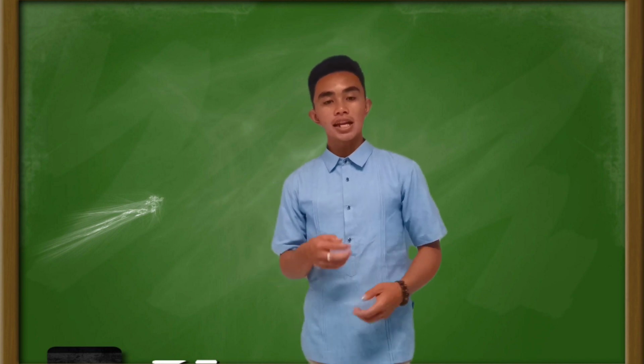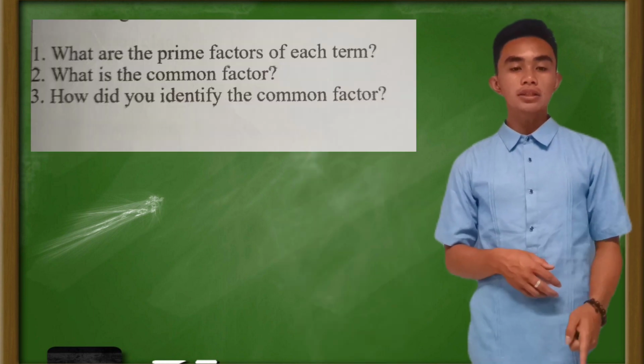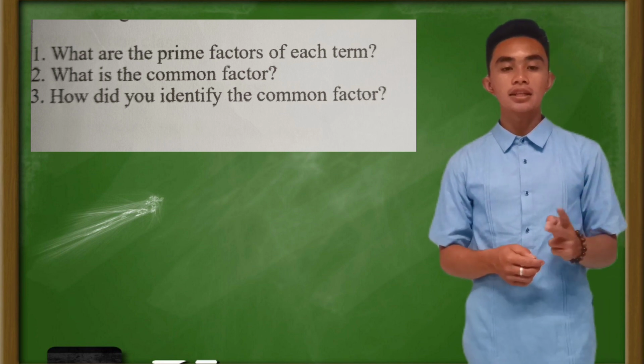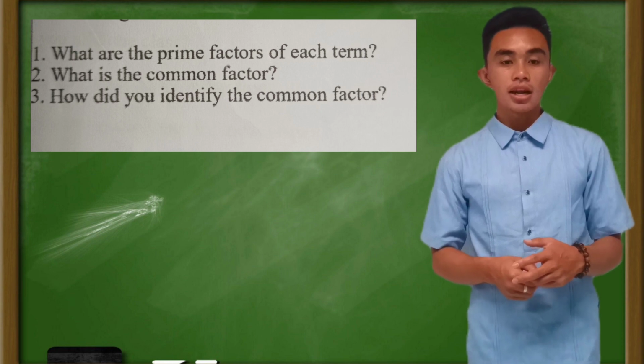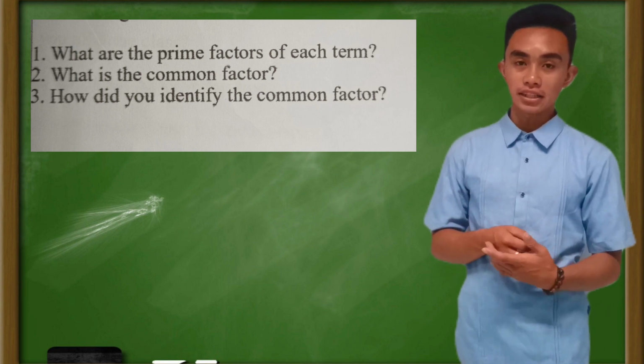But before we proceed, I have some questions here for you to think of during the discussion and answer on your own, and we will answer those throughout the discussion. So first question, what are the prime factors of each term? Second, what is the common factor? And lastly, how did you identify the common factor?